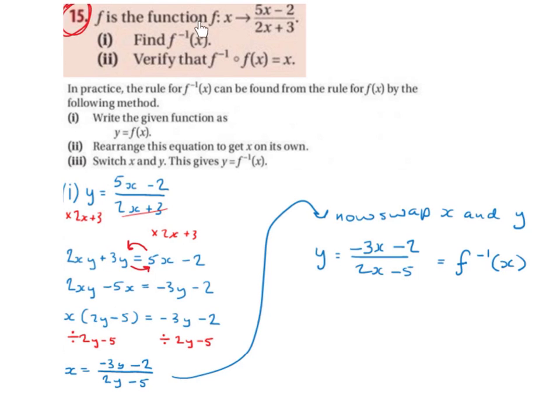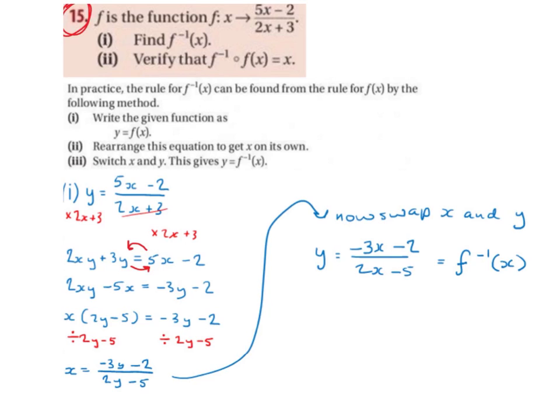f is the function f of x maps to (5x minus 2) divided by (2x plus 3). Part 1, find the inverse of f of x. In part 2, verify that the inverse of f after f of x is equal to x. So this is composite functions.